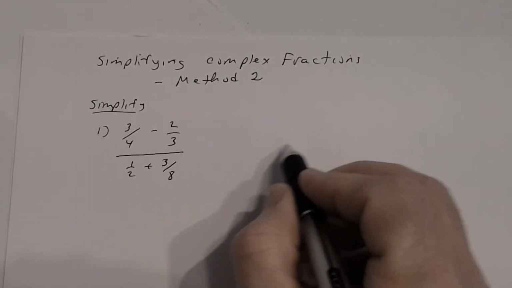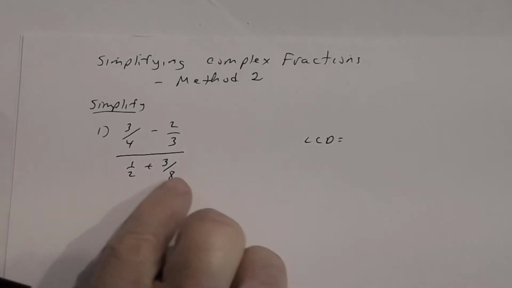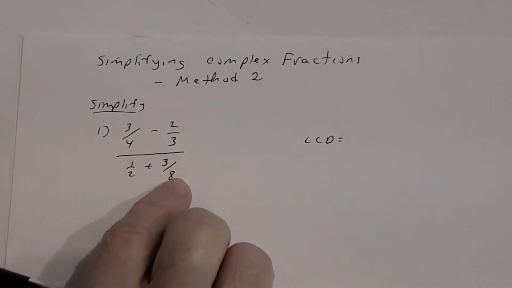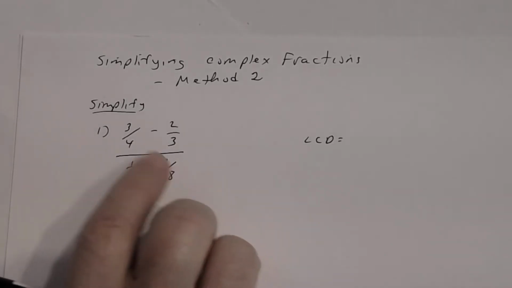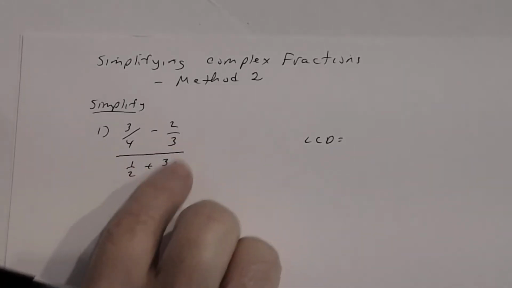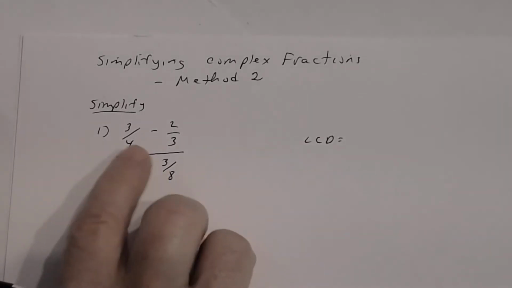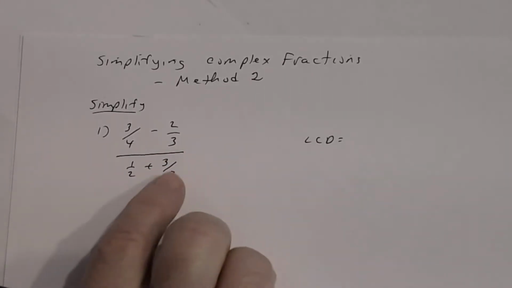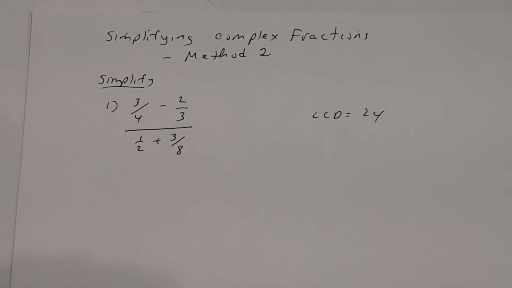So the least common denominator of 4, 3, 2, and 8 is what? Remember, you take the largest, so 8. But 8 is not the LCD, because 3 doesn't go into 8 evenly. 8 times 2 is 16, and 16 is not the LCD because 3 doesn't go into 16 evenly. But what about 24, which is 8 times 3? Does 4 go into 24? Yep. Does 3 go into 24? Sure. 2 goes into 24 and 8 goes into 24. So the LCD is 24. That's what you have to do with method 2.